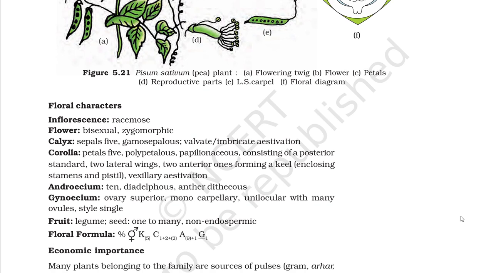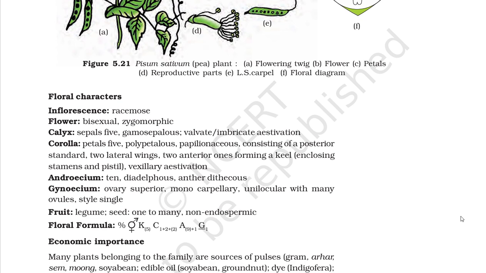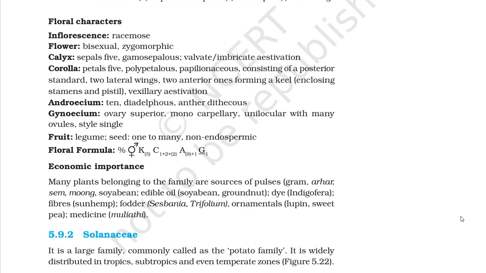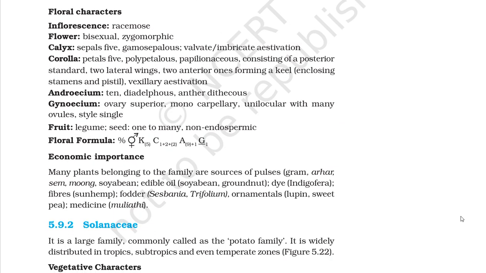Floral characters: inflorescence racemose, flower bisexual, zygomorphic, calyx sepals 5, gamosepalous, valvate or imbricate aestivation. Corolla: petals 5, polypetalous, papilionaceous, consisting of a posterior standard, 2 lateral wings, 2 anterior ones forming a keel, vexillary aestivation. Androecium: 10, diadelphous, anther dithecous. Gynoecium: ovary superior, monocarpellary, unilocular with many ovules, style single. Fruit: legume. Seed: 1 to many, non-endospermic.